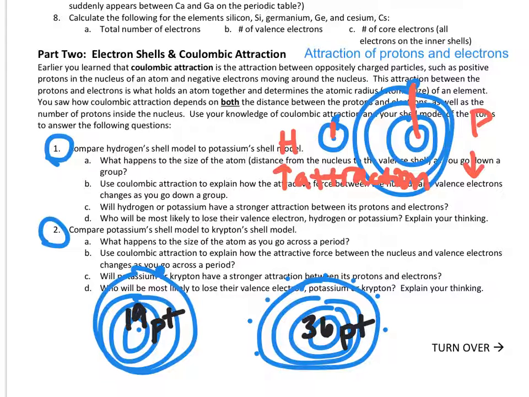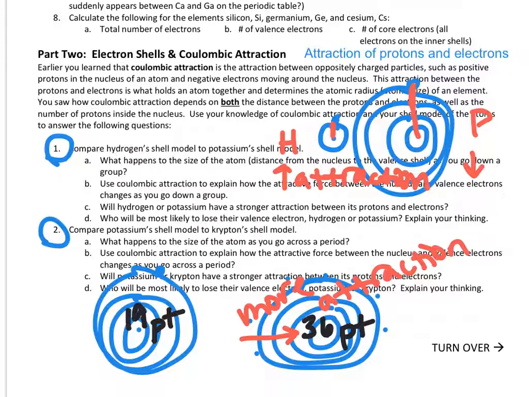And so we said the more protons, the stronger the attraction. It's like having more magnets or bigger magnets in your center. You're going to have more pull. So between potassium and krypton, krypton is going to have more attraction because it's got more protons. And distance doesn't play a factor because they both have 4 shells, so they're still about the same distance away between the valence electrons and the nucleus.